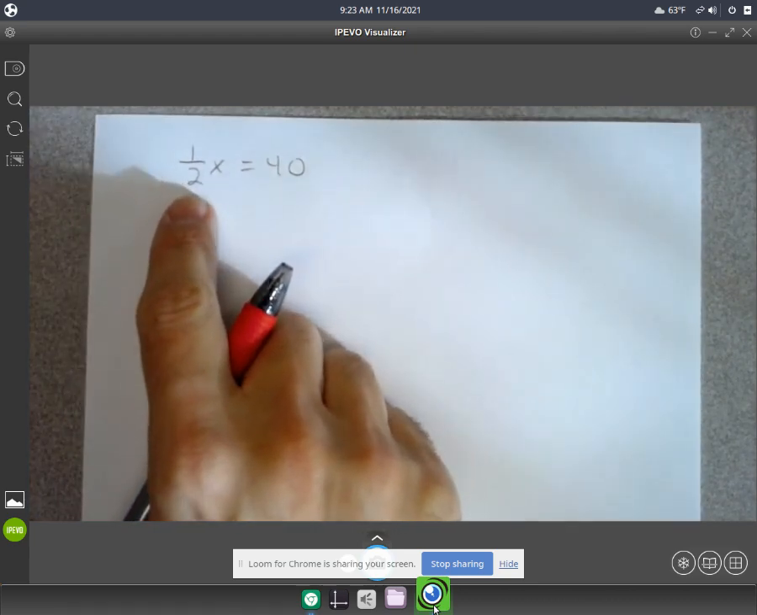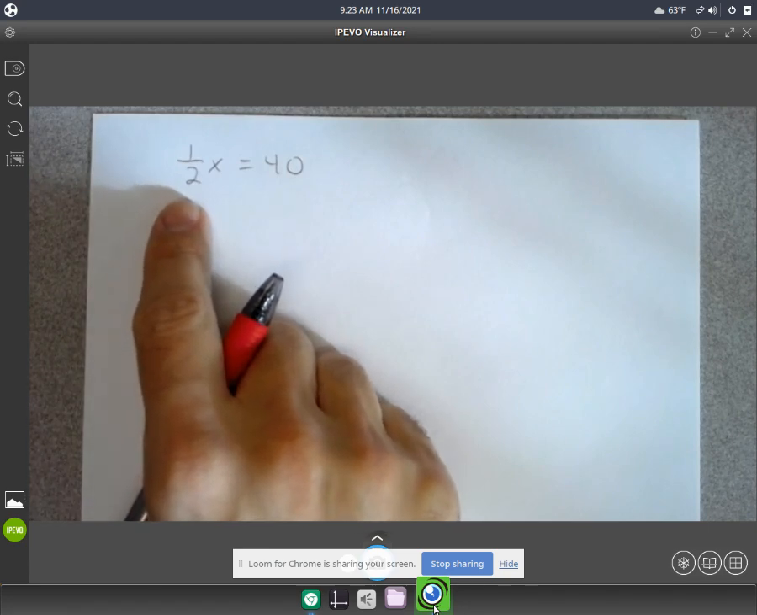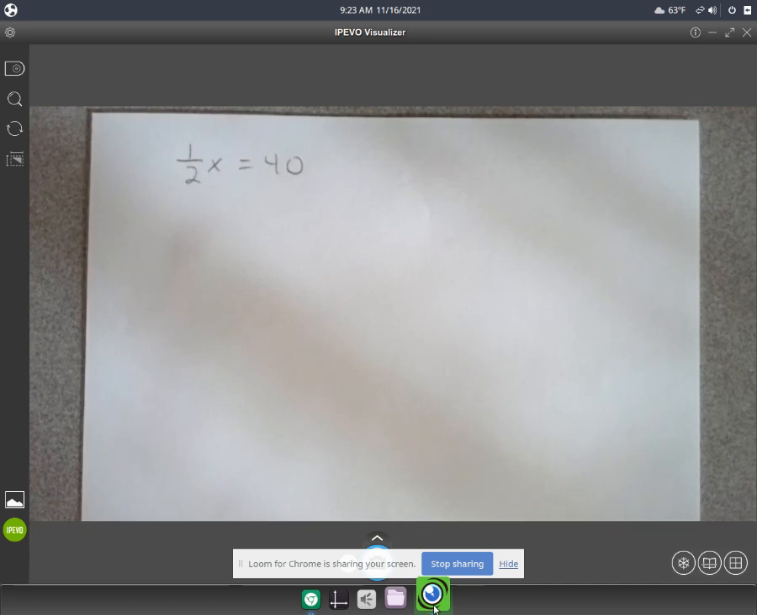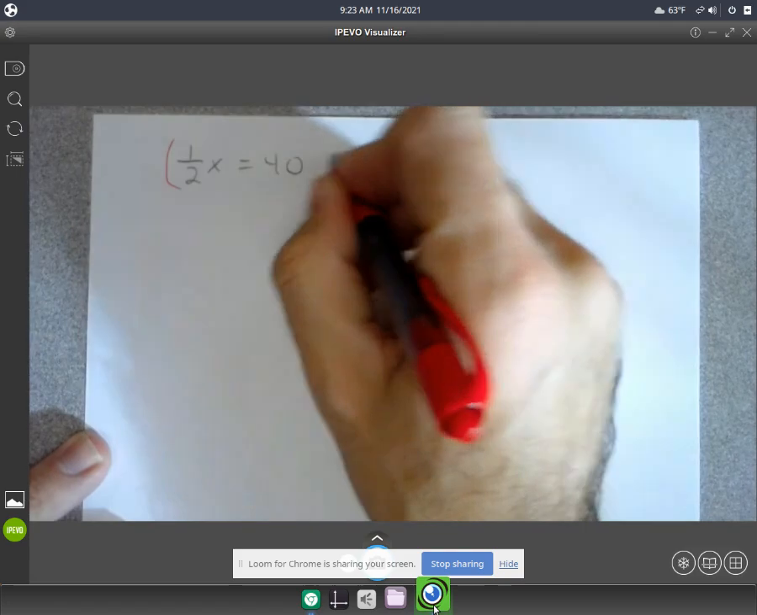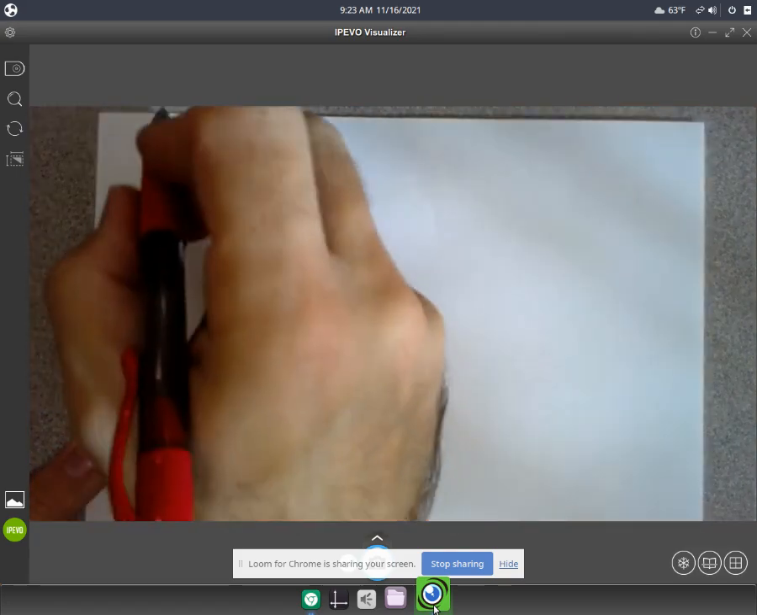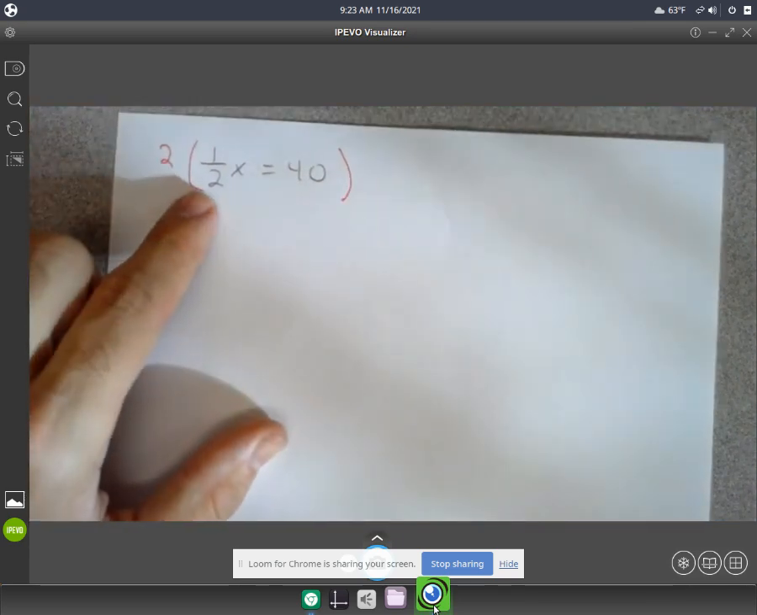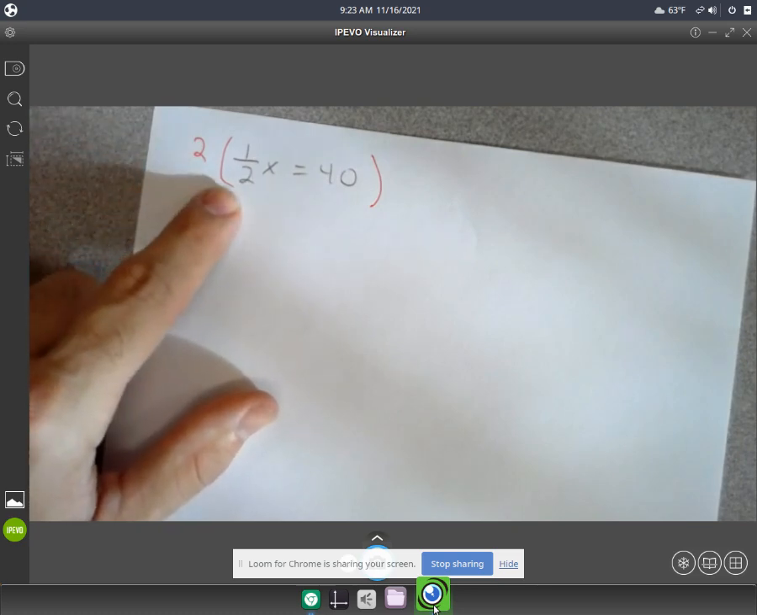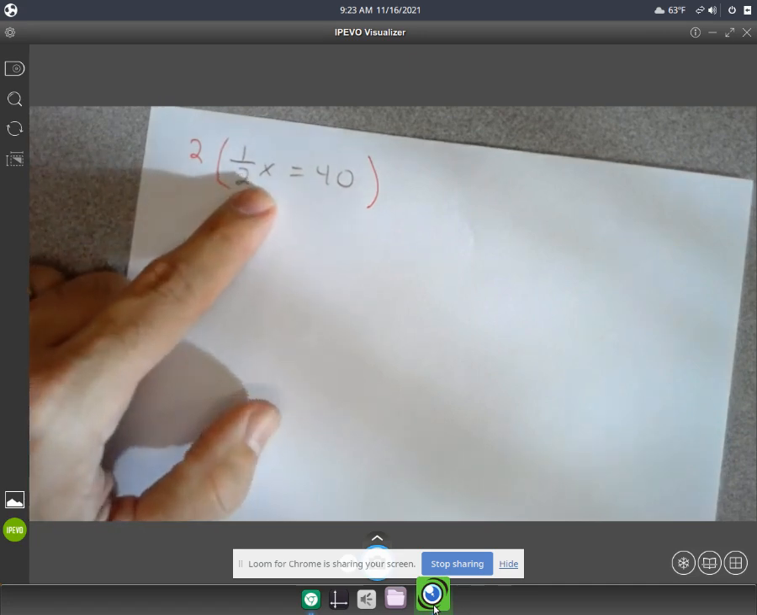And so what you can do to get rid of the fraction, one way is to just multiply the entire equation, or multiply both sides of the equation by whatever the denominator is. Okay. So what I could do is just multiply everything I see in the equation by the denominator. So if I multiply by 2, it's actually going to cancel out this denominator. Right. So what I have is 2 times 1/2, which is just going to equal 1 whole, and so I'm just left with the x.